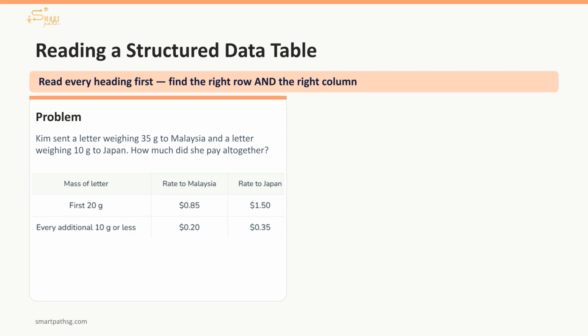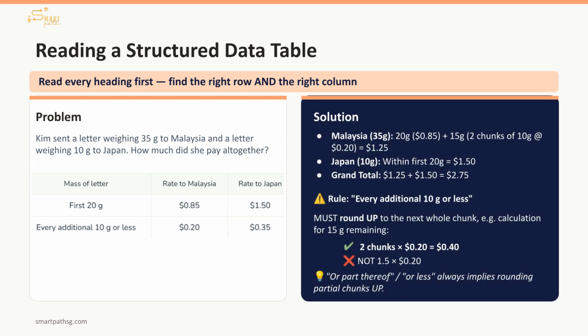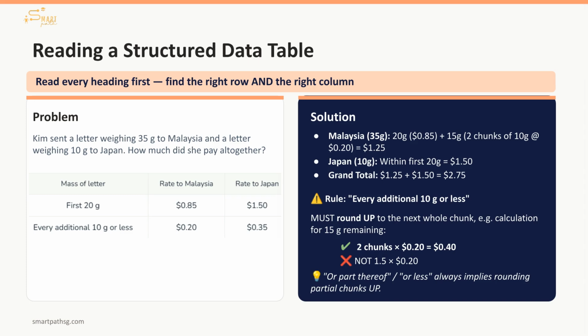This problem involves calculating the postage for 2 separate letters based on weight and destination. The solution involves careful handling of the "every additional chunk" rule. For Malaysia's 35 grams, after the first 20 grams, the remaining 15 grams must be rounded up to 2 10-gram chunks. The rule "or less" means you must round up partial chunks.